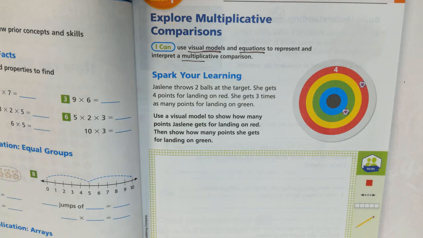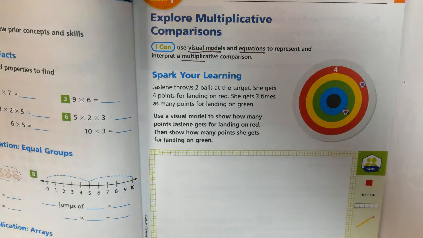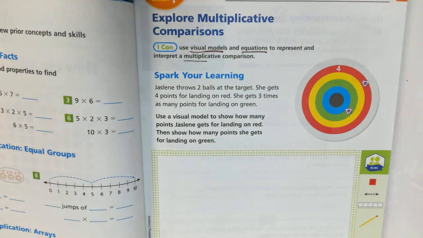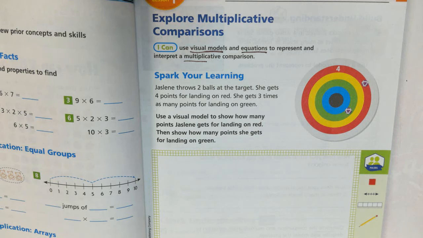Jasleen throws 2 balls at the target. She gets 4 points for landing on red. She gets 3 times as many points for landing on green. Use a visual model to show how many points Jasleen gets for landing on red, then show how many points she gets for landing on green. Okay, so let's just think about that for a moment. And maybe now would be a good time for you to pause the video and read that question again to yourself.